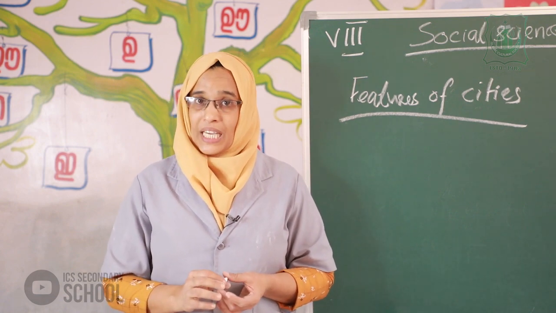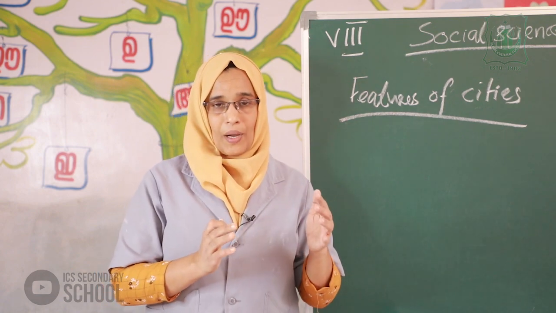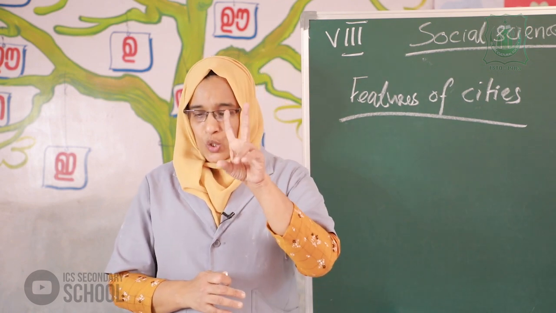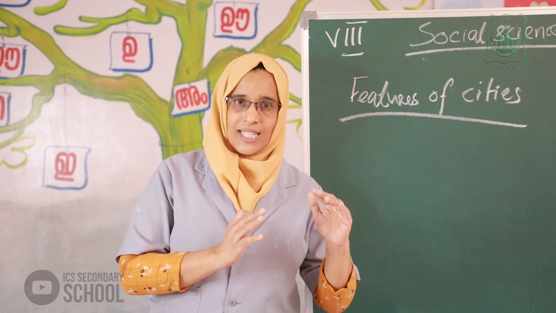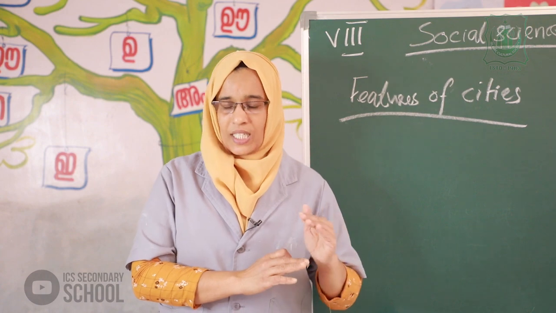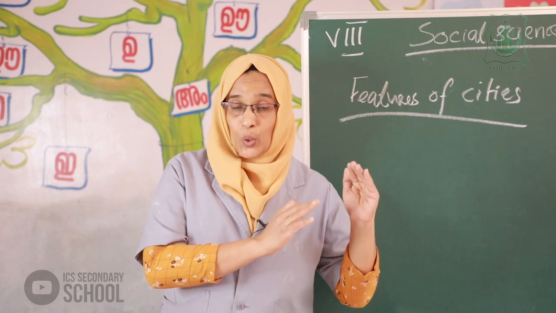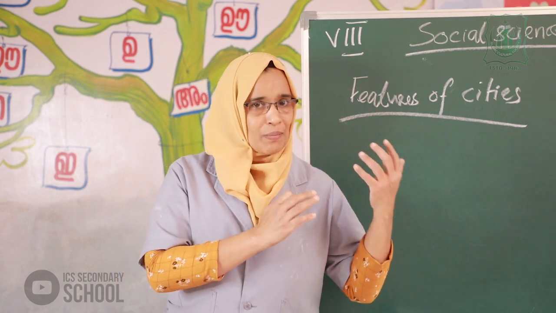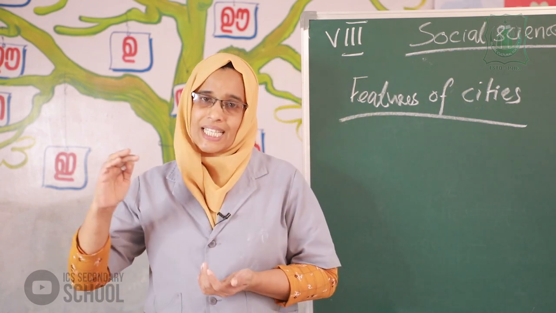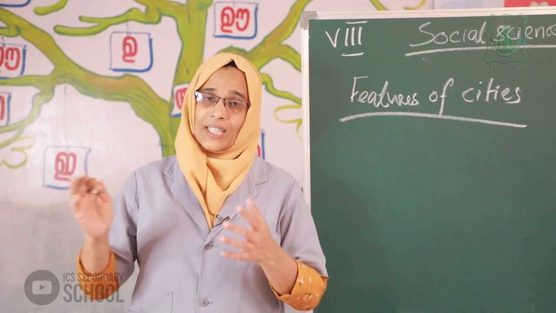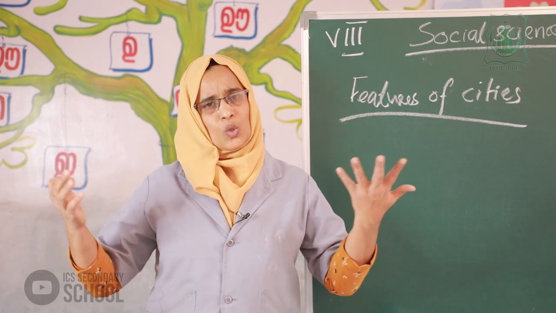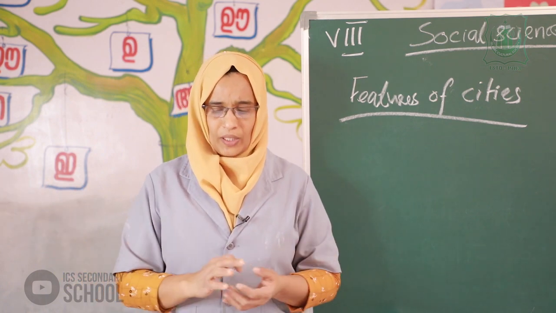Then next, the cities of Harappa, Mohenjo-daro and Lothal had 2 parts. The first part, the west side, was used for administration. Then the east side was used by common people.